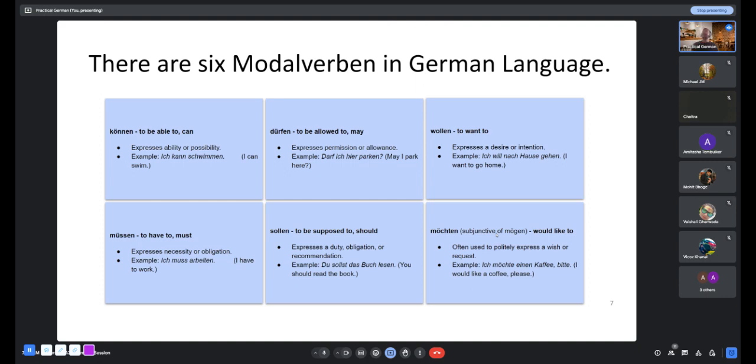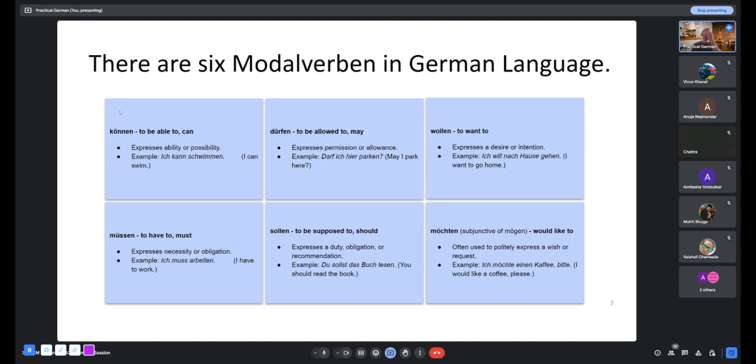There are six Modalverben in German language. On the screen you see six blue cards. The one on the top left is können. Können means to be able to or can. It expresses ability or possibility.